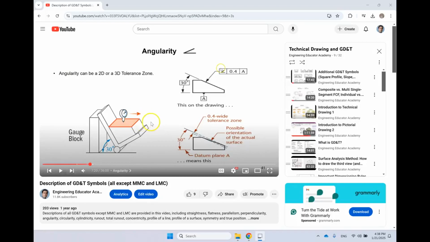Hello everyone. If you remember in one of my videos under the playlist GD&T, when I talked about the description of GD&T symbols, one of the symbols that we talked about was angularity, and basically it was measuring the angle using a gauge to check whether one surface is at a specific angle to another one with a specific tolerance zone.